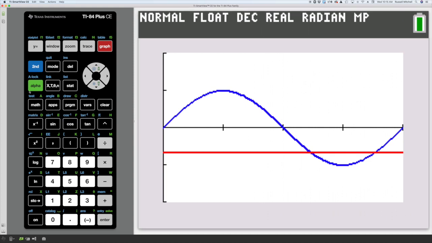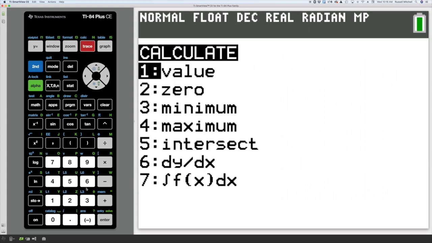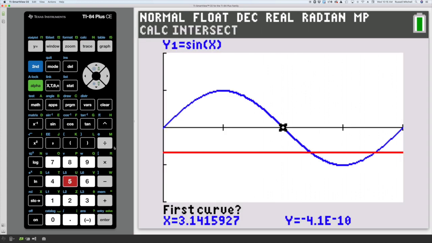So this is where we press second trace for the calc menu, and we're going to select number 5. And then you have to tell it the first curve. So the first curve is sine. And the second curve that we're going to find the intersection of is this horizontal line, y equals -0.65. So press enter, and then the guess.